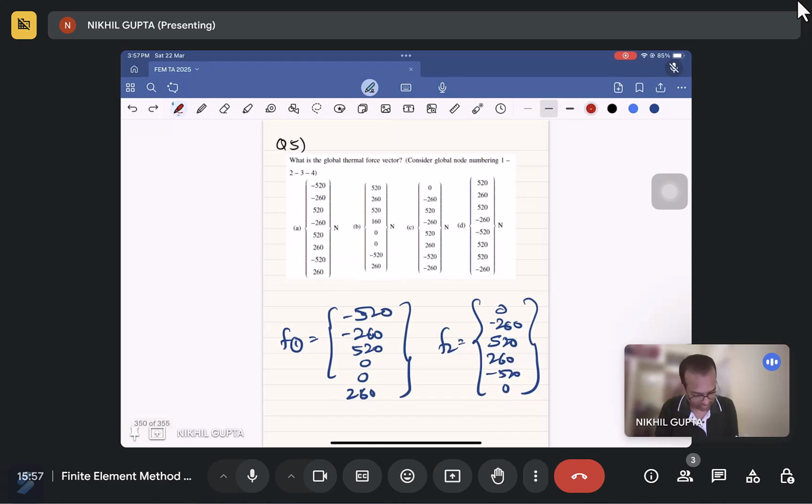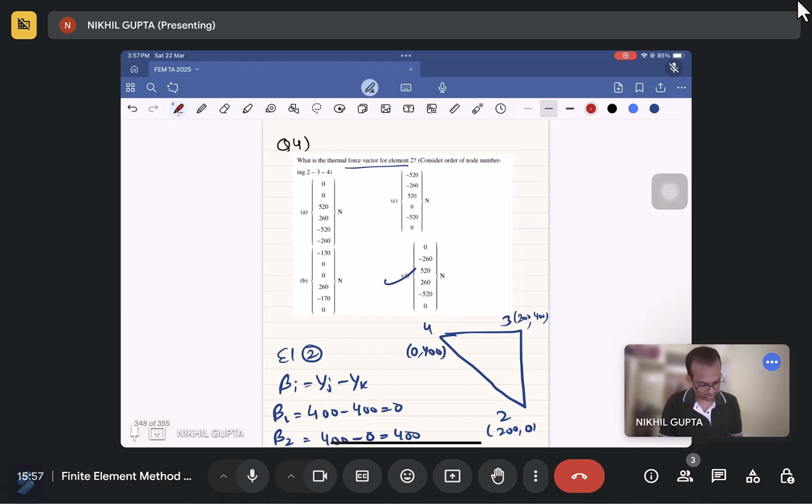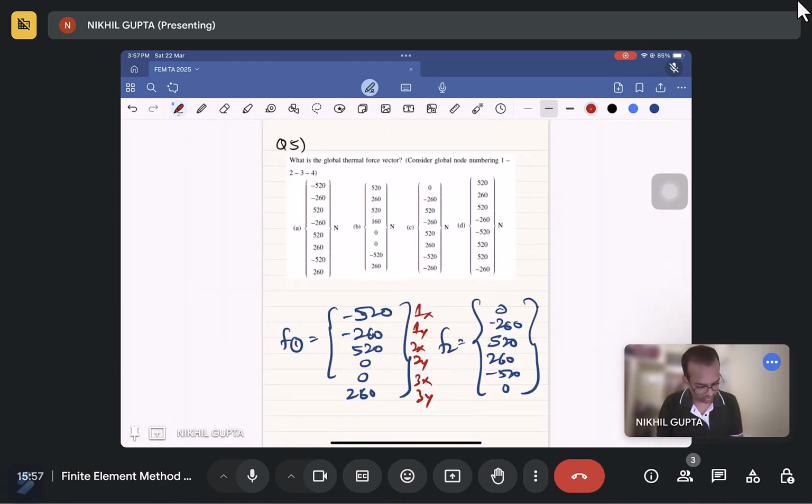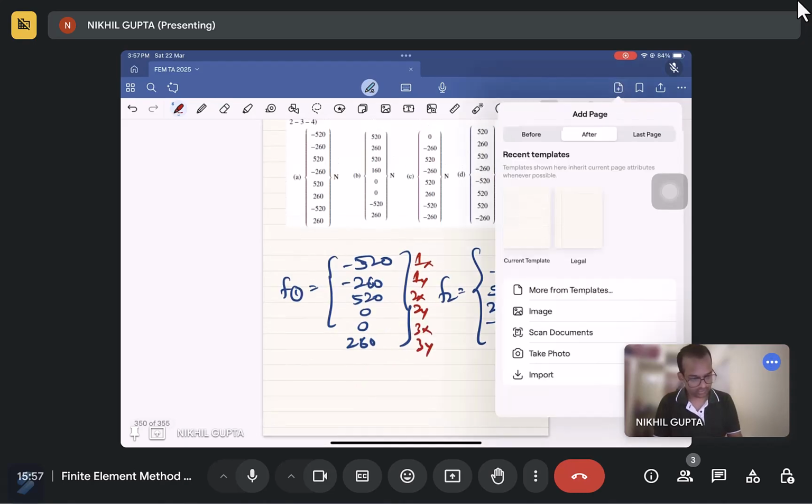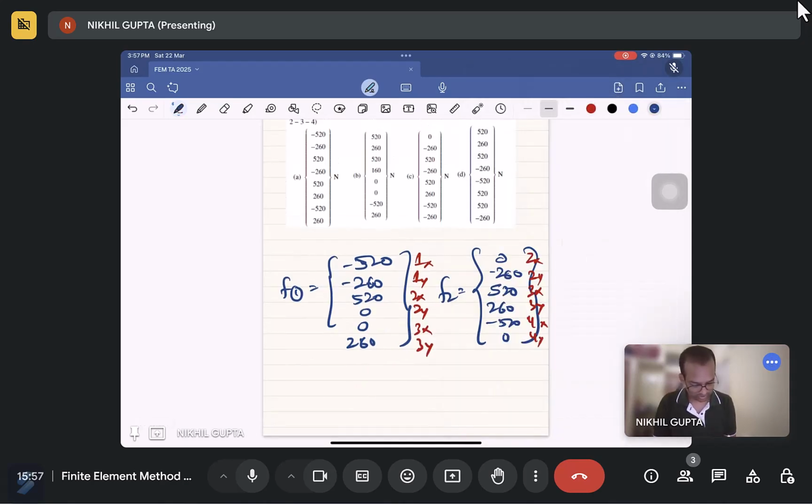This is 1x, 1y, 2x, 2y, 3x, 3y. Similarly, for this, it is 2, 3, 4. So there will be 2x, 2y, 3x, 3y, 4x, 4y. So when you make the global matrix, you will need 1x, 1y, 2x, 2y, 3x, 3y and 4x, 4y.